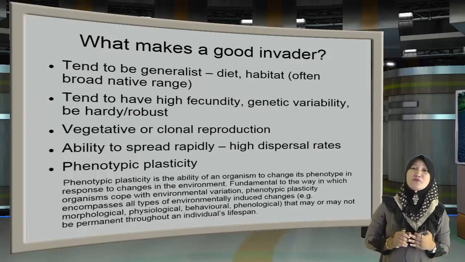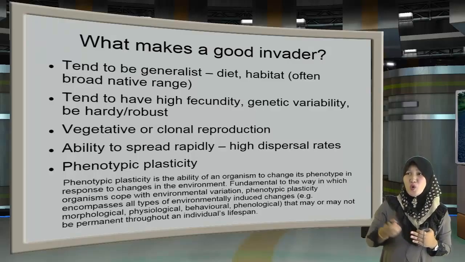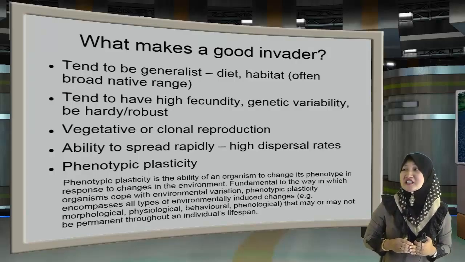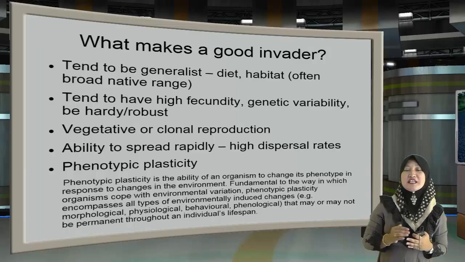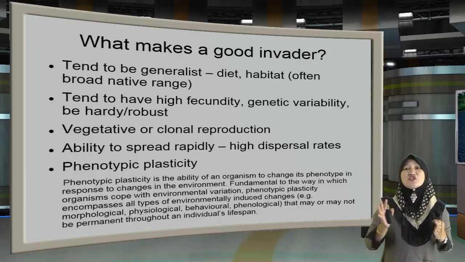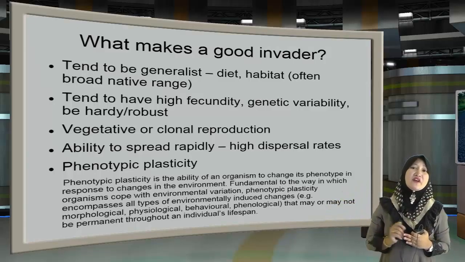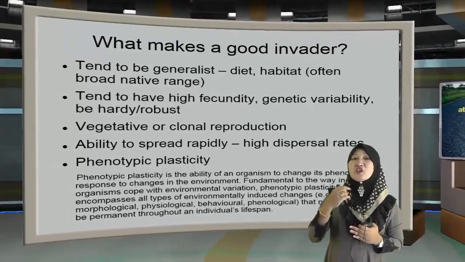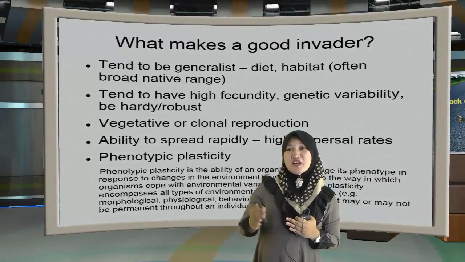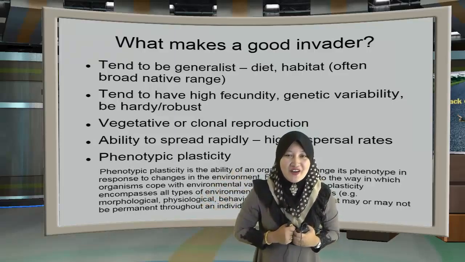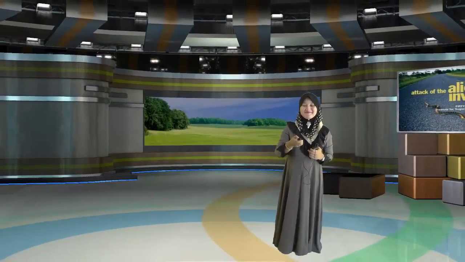And one more thing, the most important thing is phenotypic plasticity. What is phenotypic plasticity? It's the ability of the organism to change its phenotype in response to changes in the environment. Say, for example, if the exotic species usually lives in a cold place, when it wants to invade a warm environment, then it needs to change its phenotype in response to the environment. So if the environment is warm, then it needs to adapt to the warm environment. So now I hope you know a little bit about what a good invader is and what alien invaders are in our environment. Thank you.